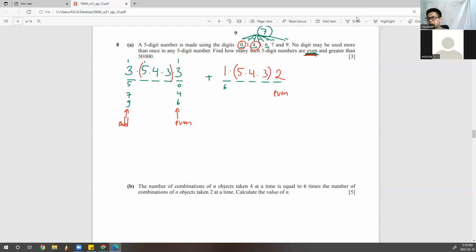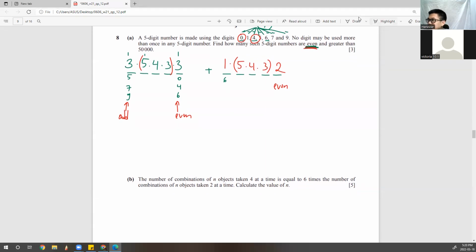Okay, got it. So 3 times 5 times 4 times 3 times 3, right? 540 possibilities. Okay, 540 possibilities and 1 times 5 times 4 times 3 times 2. This is the multiplication rule. The answer will be 660. Okay, first condition.